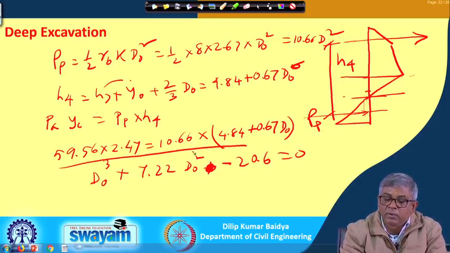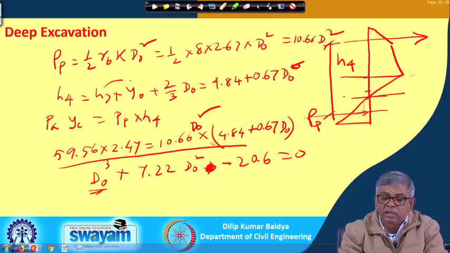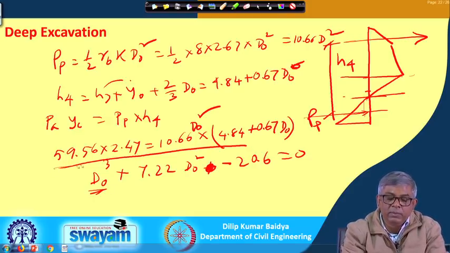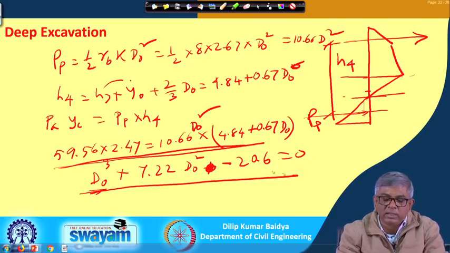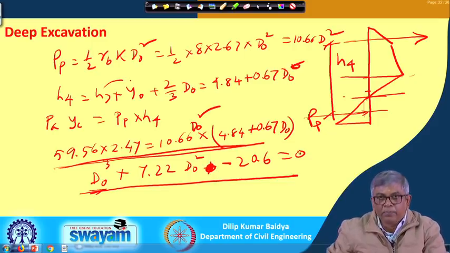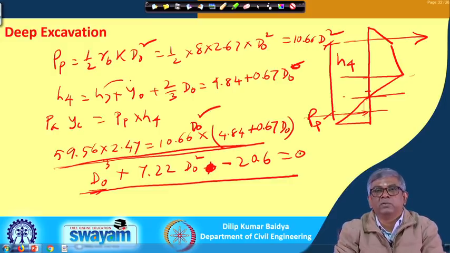So, this is the equation you can see. Here I have wrongly written 10.66 D naught square. This D naught square times D naught becomes cube. So, if I simplify this equation, I will get an equation like this: 10 D naught cube plus 7.22 D naught square minus 20.6 equal to 0. This is a cubic equation, and this equation you can solve only by trial and error.